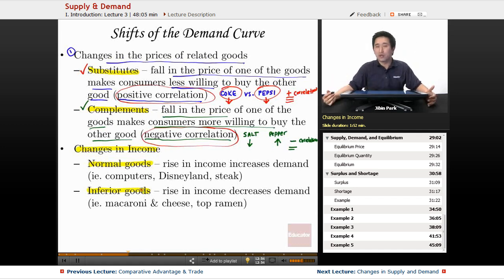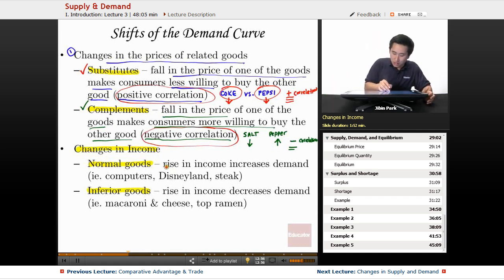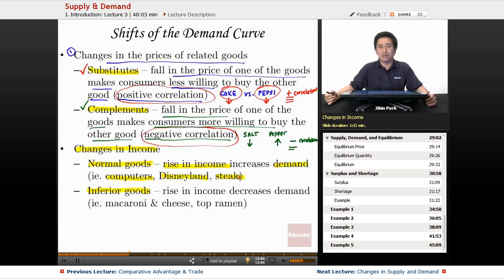Very simple. Normal goods can be anything. So a rise in income increases the demand. For example, computers, Disneyland, steak, chicken. 99% of the goods are going to be generally normal goods. Baseball tickets, pens, cameras, whatever it may be. As income increases, the demand is also going to increase. It's pretty self-explanatory. You get more money, then you're going to want to buy more items at every single price level.